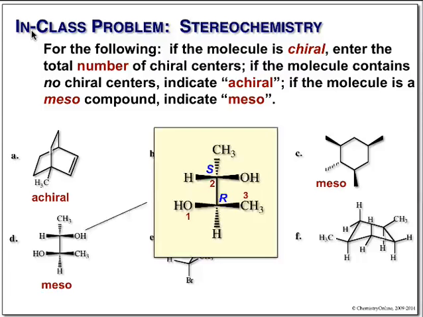Let's go back to this. Remember, in a meso compound, we have an internal plane of symmetry, an internal mirror. The reflection of S is R. Therefore, if you have a molecule like this with 2 chiral centers, one is S, one is R, they have the same substituents, that tells you it's meso.